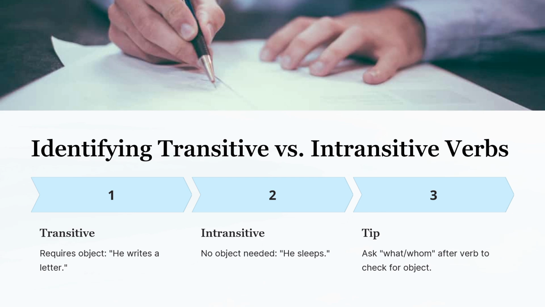Okay, so here let's compare transitive and intransitive verbs side by side. Transitive verbs require an object to clarify their meaning. If I say, he writes a letter, writes is a transitive verb because it needs a letter to complete the action. In contrast, if I say, he sleeps, sleeps does not require any additional information. It's a complete idea on its own, making it intransitive. Now, a quick trick to identify transitive verbs is to ask what or whom after the verb. If the question makes sense, then there's an object answering it. You're likely dealing with a transitive verb, and this is an effective way to differentiate between the two types.